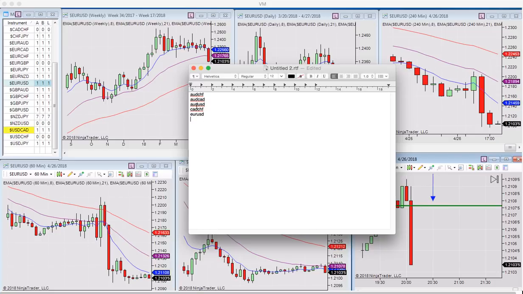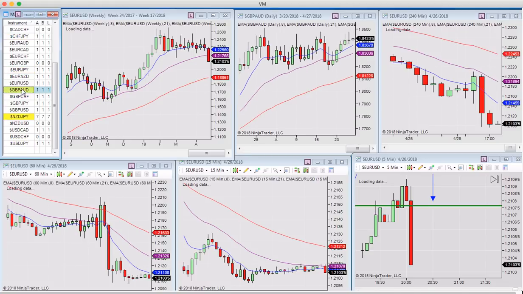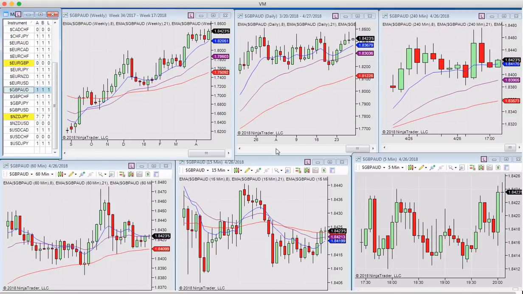Okay, now you can see here we've got 1, 2, 3, 4, 5, 6 on our watch list today. There are 5 on our watch list so far. There's no way you can follow that many markets. So what we're going to do is go through them all and then find the best ones.